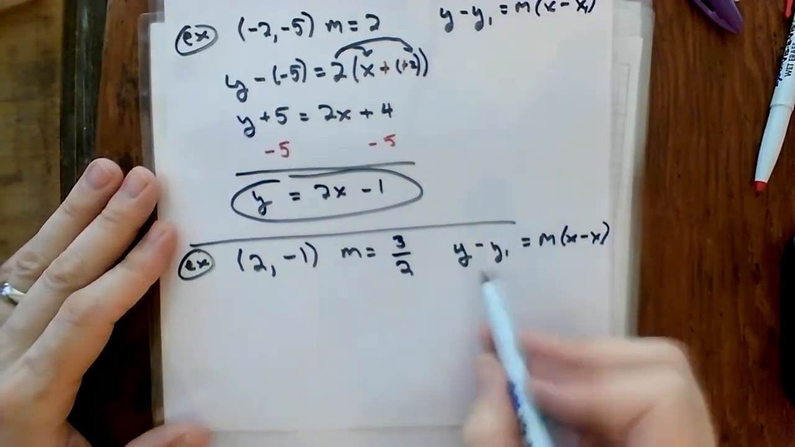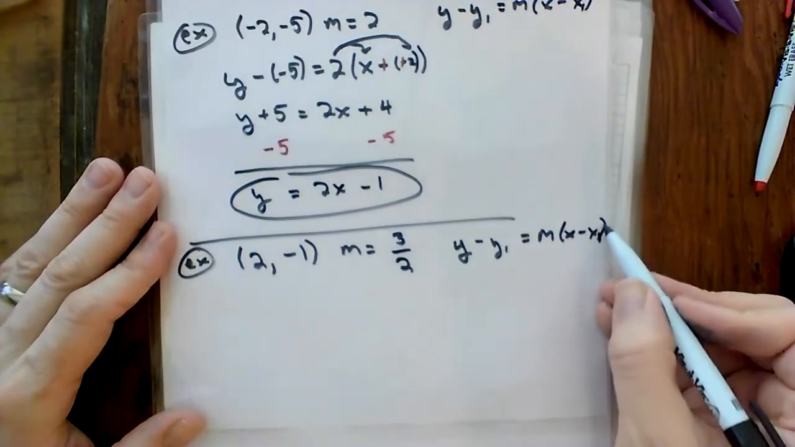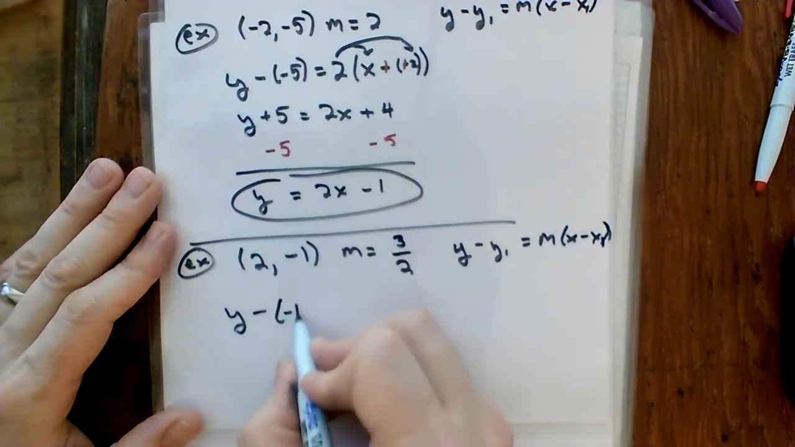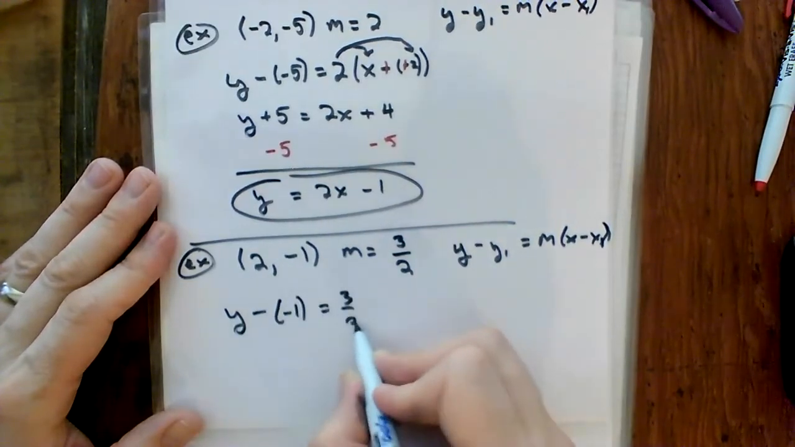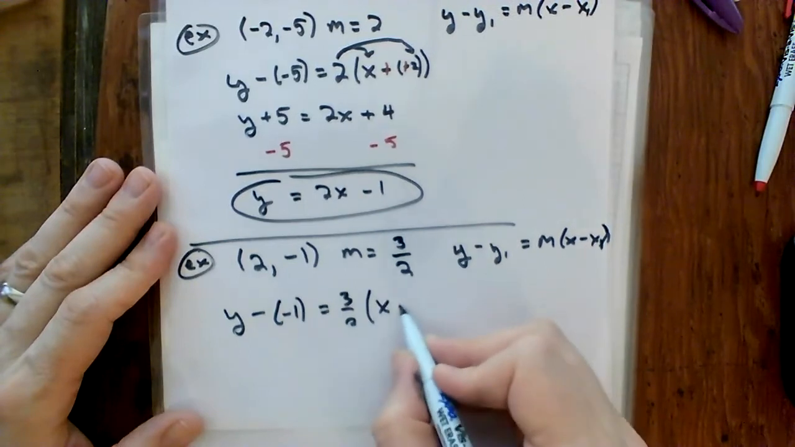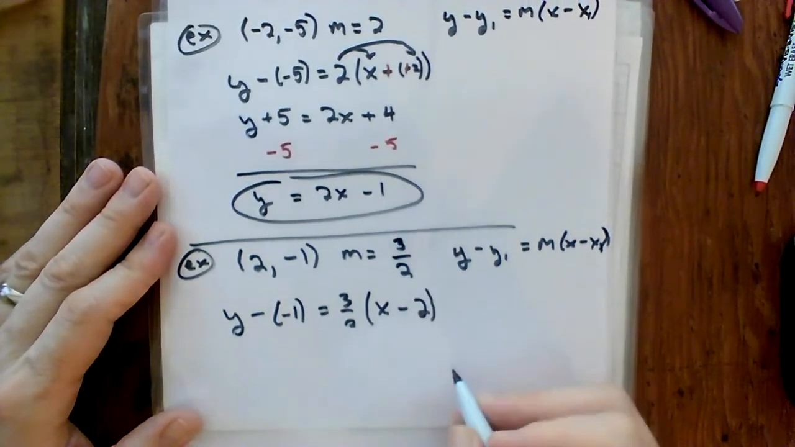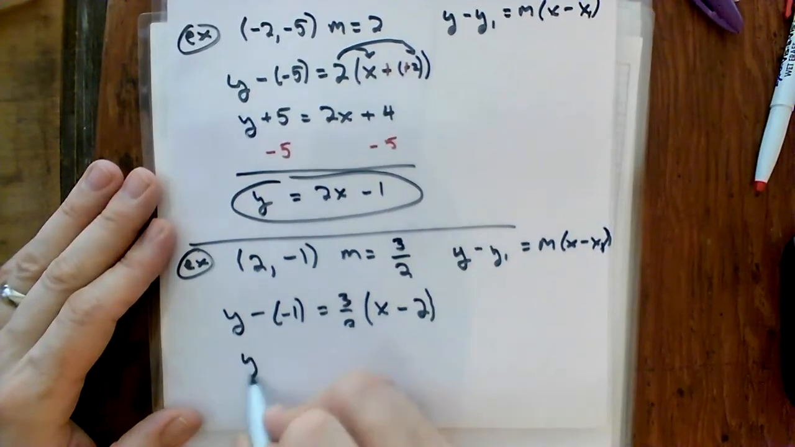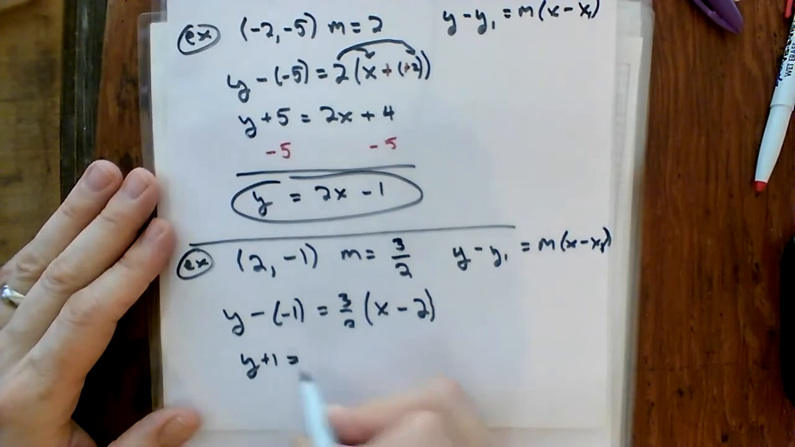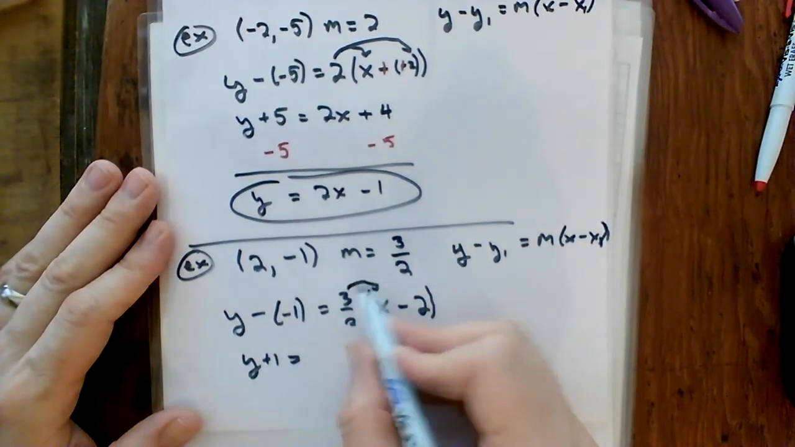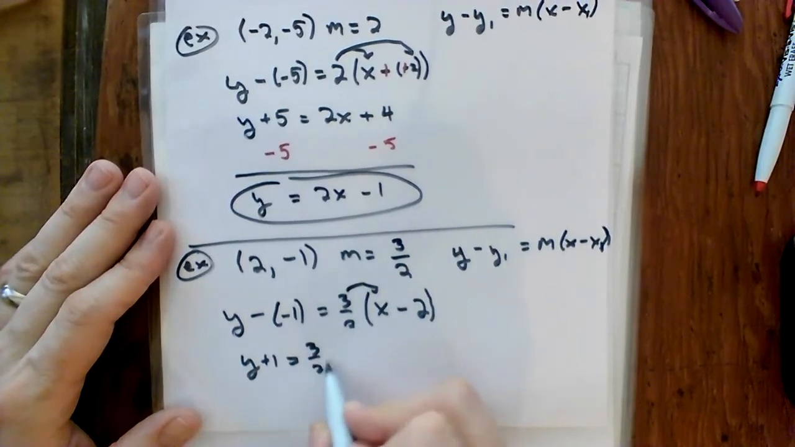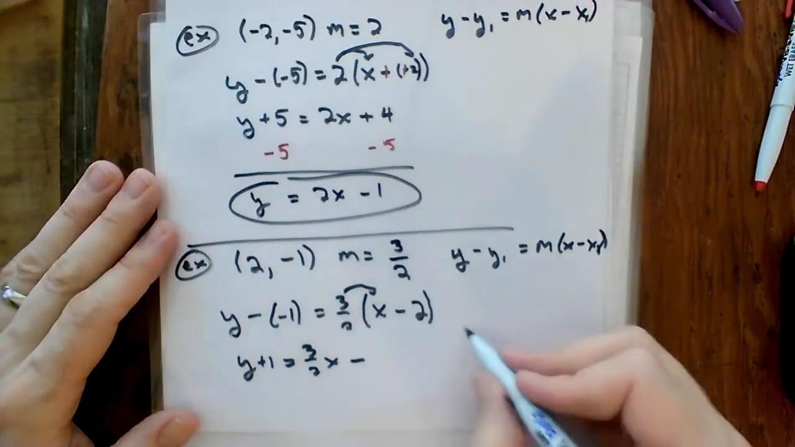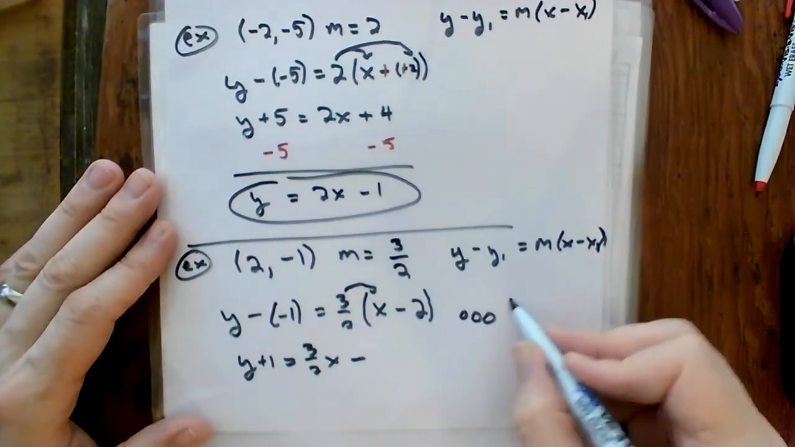So again, let's just repeat that so we can hopefully remember it. And y, in this case it's going to be minus a negative 1, is equal to 3 halves times x minus 2. Well, let's resolve these signs. Minus a minus is a plus, so I've got y plus 1. Here, I'm going to just go ahead and distribute this 3 halves in there. So I've got 3 halves x minus, and think about what happens when I've got a whole number times a fraction.